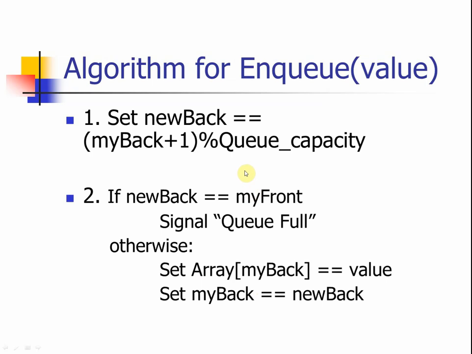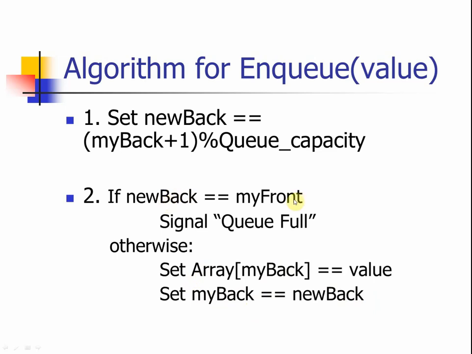Now, take a look at the enqueue. The first part is exactly what we said: sacrifice one space to make sure full and empty situations are distinguishable. Before we move, we create a new variable called new back, and then we see if we allow this enqueue to happen. So my back plus 1 mod queue capacity. What will this new back index be? As long as this new back is not equal to my front, then we will be able to add a value into my back's location and move my back to the next location, which is equal to new back. So this is the general scenario.